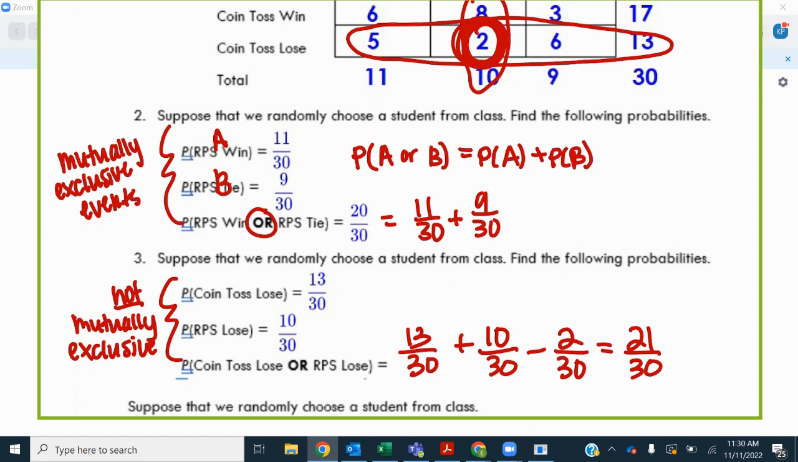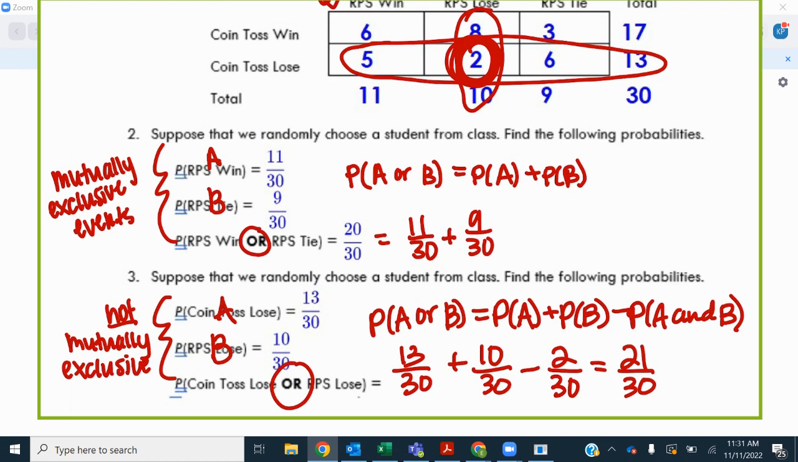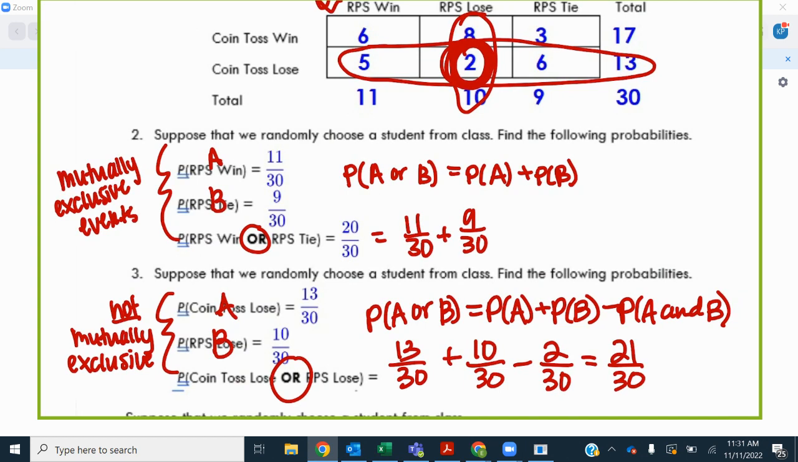And that's why we have that formula of P of A or B equals P of A plus P of B minus P of A and B. So here's A in this case, B, and so when we do the or this time, we have to use that formula. And there's a lot of other ways to do it, but what you just need to make sure is that you don't count that 2 out of 30 twice.